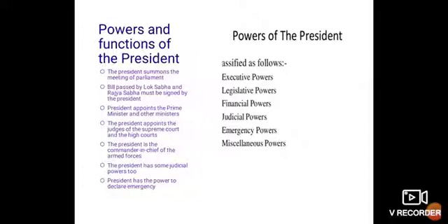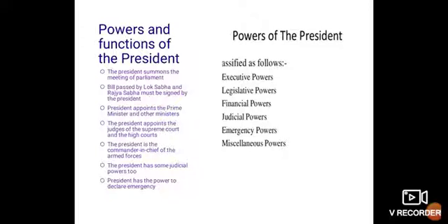Now we will see about the powers and functions of the president. The constitution has entrusted several powers and functions to the president. A few functions are enumerated as follows. So various functions are there. One by one we will look at them. First, the president summons the meeting of the parliament, prorogues the session of the parliament, sends messages to both the houses, and dissolves the parliament after the tenure is over or even before the tenure gets over.